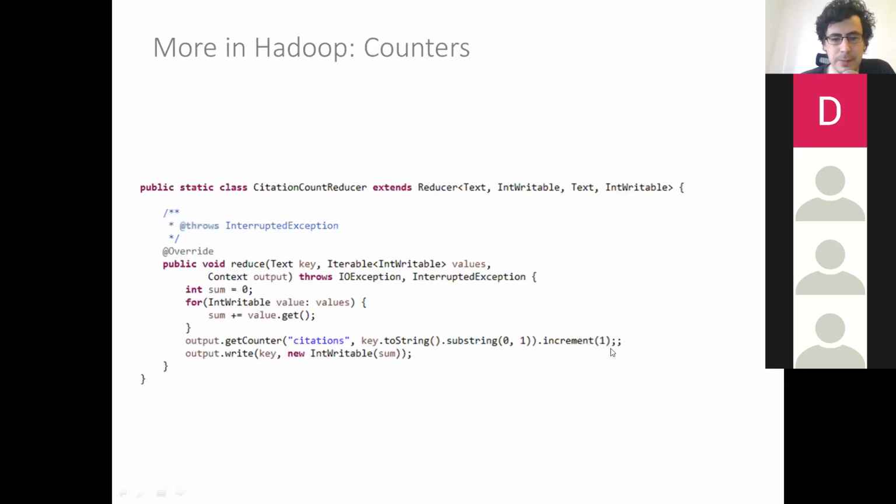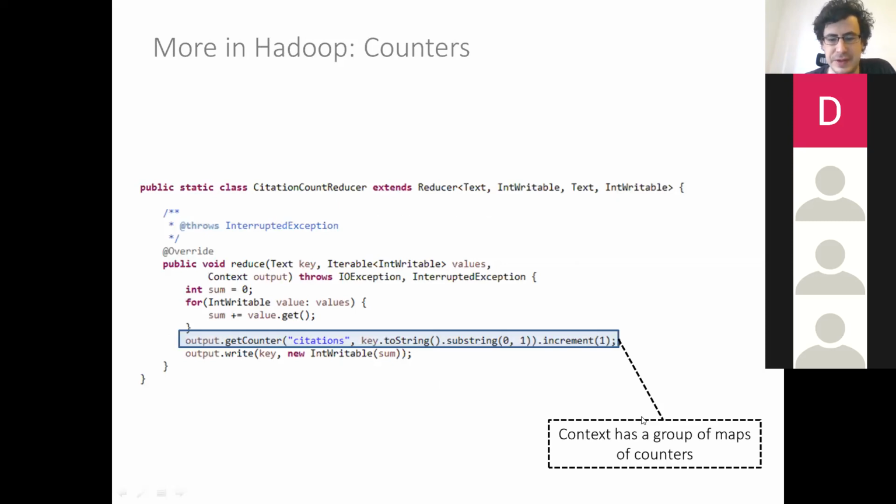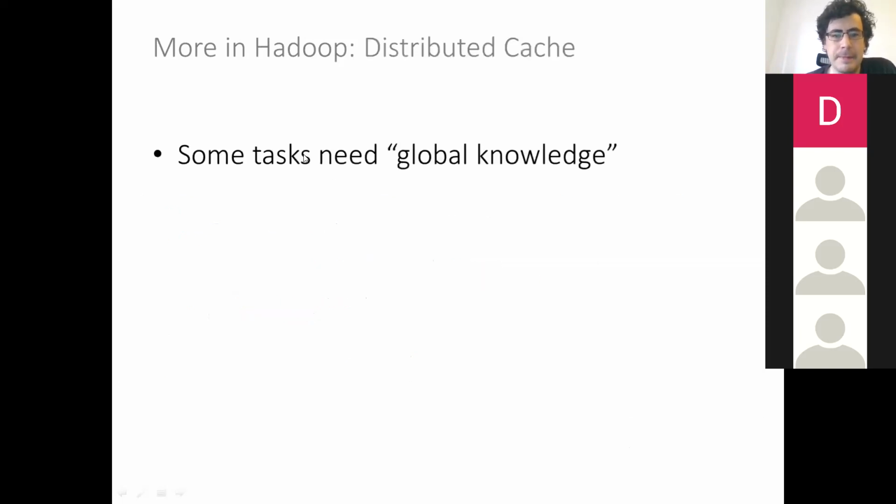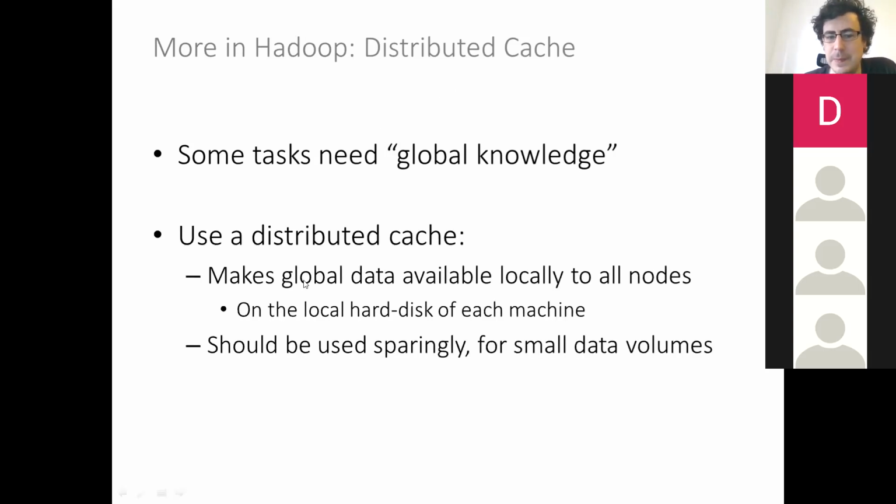So counters we saw briefly. Counters are just these things here that essentially the context has a group of counters that we can use to count certain things that we're processing. And the other thing would be a distributed cache. So you say, what happens if I need to pass some data to all of the machines that they can take into account when they're doing their maps or their reduces? In that case, there exists a distributed cache, which makes the data available locally to all nodes.